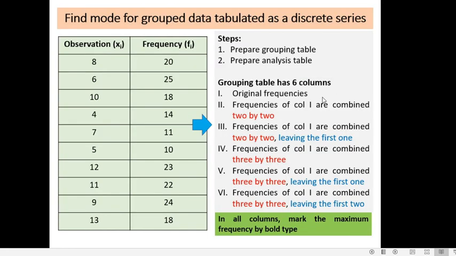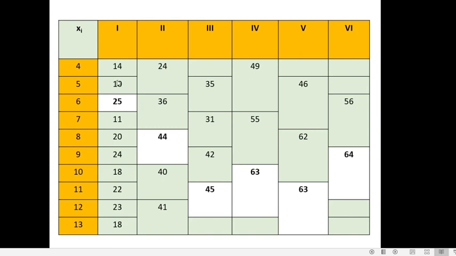In column 6, the frequencies of column 1 are combined 3 by 3, leaving the first two. So, here you can see the first two, 14 and 10, are left out, and we combine 25 plus 11 plus 20, which is equal to 56. Then 24 plus 18 plus 22 is equal to 64, and we leave out 23 and 18. So, this is how we make the 6 columns.